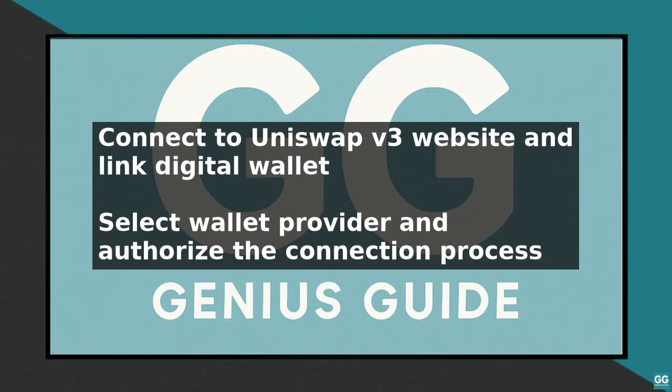Welcome to this comprehensive guide on how to use Uniswap V3, a decentralized exchange protocol that enables secure, transparent, and efficient trading of digital assets. To get started, you will need a digital wallet such as MetaMask, and some Ethereum to cover transaction fees.